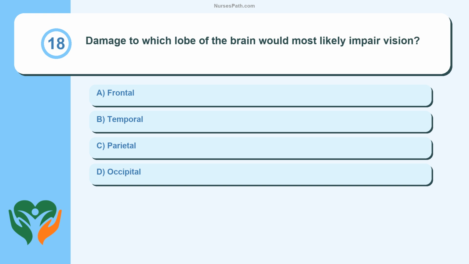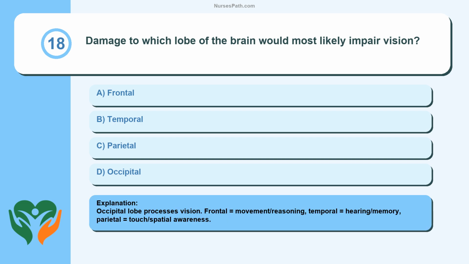Question 18. Damage to which lobe of the brain would most likely impair vision? Frontal, temporal, parietal, occipital. Occipital lobe processes vision. Frontal equals movement/reasoning, temporal equals hearing/memory, parietal equals touch/spatial awareness.